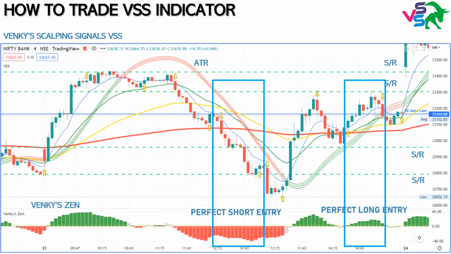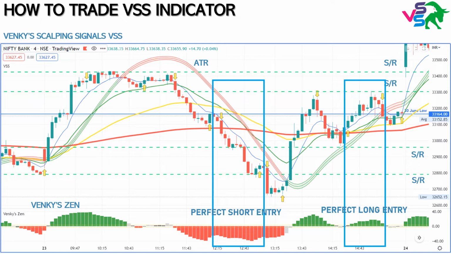So now let us see how we can use these features and trade effectively on a daily basis. Now we have understood support and resistance, central pivot range, and exponential moving average. Apart from this, VENKY'S scalping signal also has ATR plotted, which will be useful to predict the market direction. And we have VENKY'S Zen indicator to predict the market range, that is, whether the market is trending, sideways, etc. Keeping all this in mind, let us understand in the VSS indicator where and when to enter. Now let us work on it.